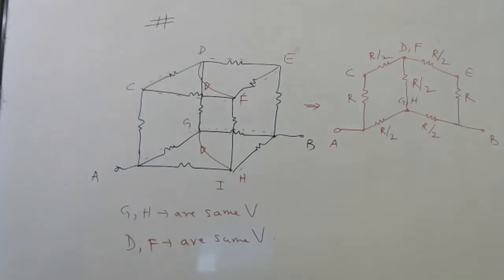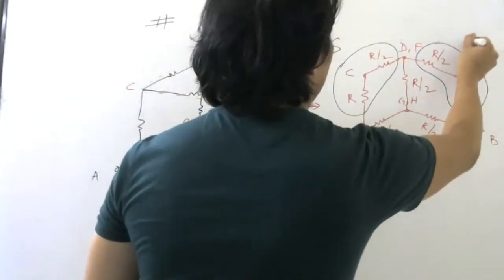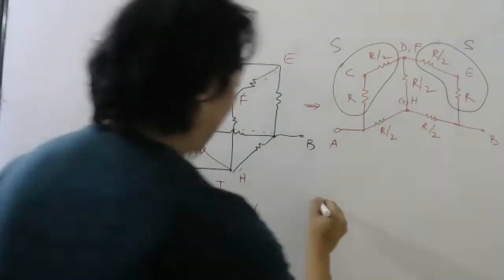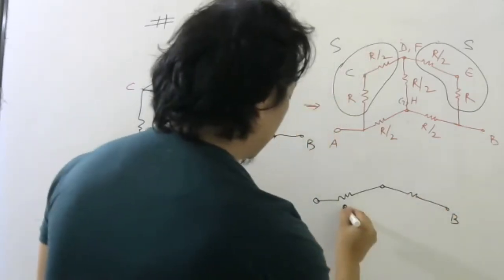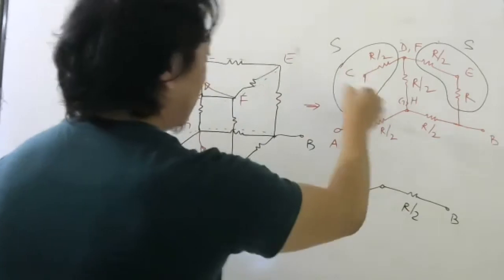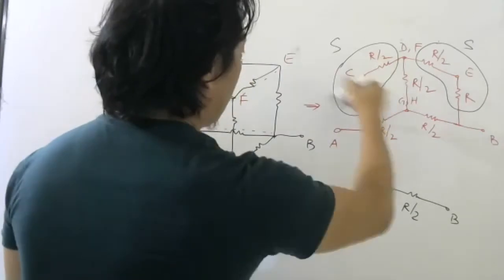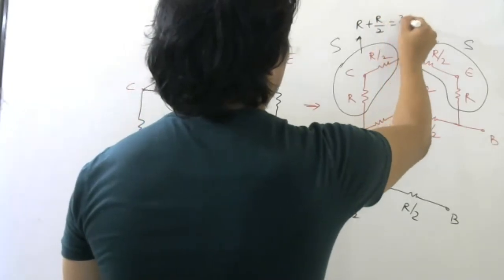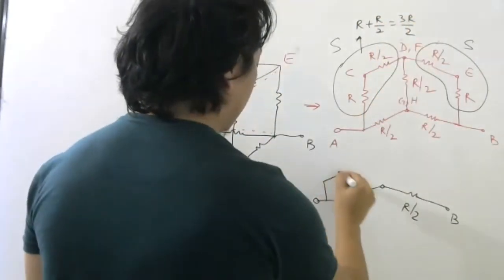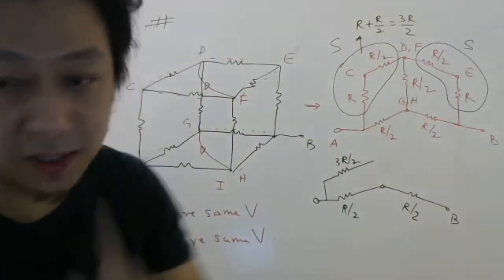Now, though it is very simple, once you do like that, you can see these two are in series. So I can again redraw. This is R by 2, this is R by 2. These two can be replaced by one resistor. How much will it be? R plus R by 2 will be 3R by 2. So here I can put one resistor 3R by 2.